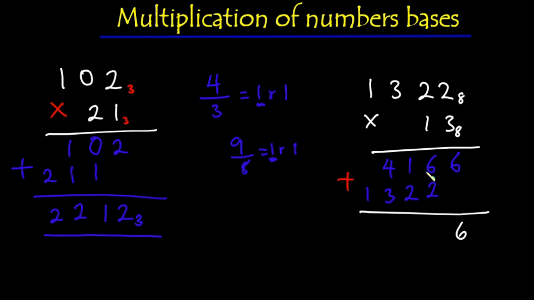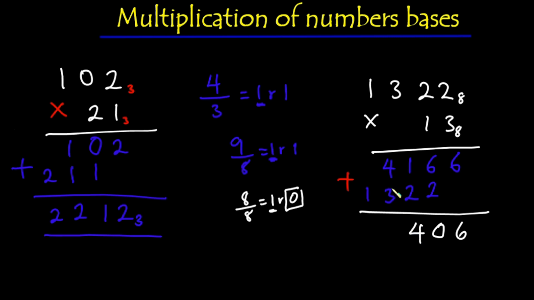Then we have 6 plus 2, which is 8, and the 8 is equal to the base, so we will divide it by the base. We have 8 divided by 8, which is 1 remainder 0. And always we write the remainder, so we're going to write 0 here and then keep this one. Next, we have 1 plus 2, which is 3, plus this one making 4. So we have 4 here.